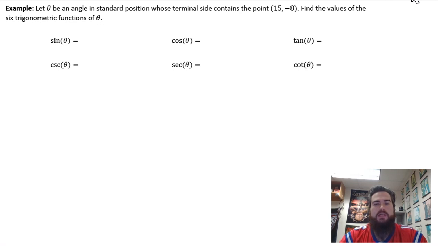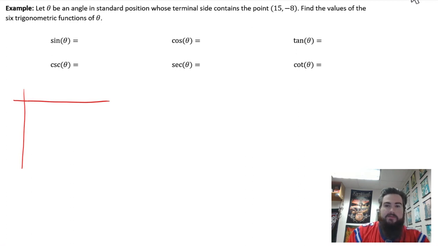In many questions, it is typically recommended to draw a triangle to represent what you are working with. In this case, we have the point positive 15 for x and negative 8 for y. That means that we are working with a point that lies within quadrant 4. If I draw that then, (15, -8) would be more in the x direction than the y. So it would be a point, say, over here in quadrant 4.